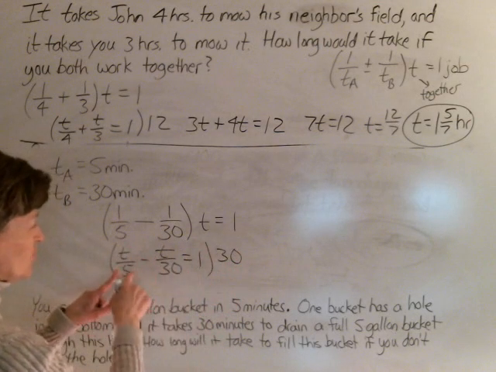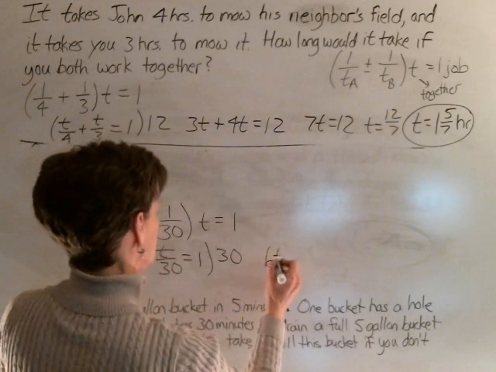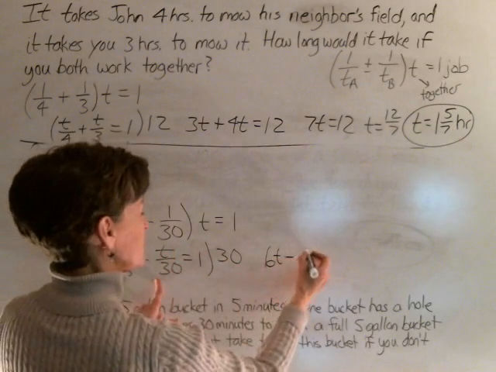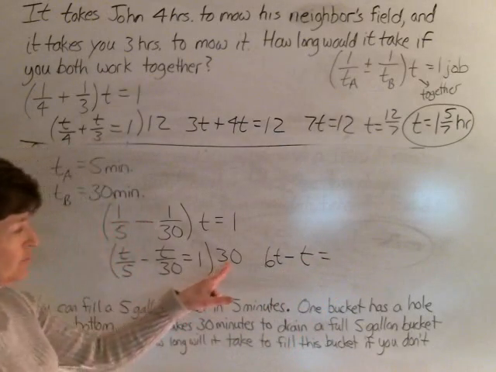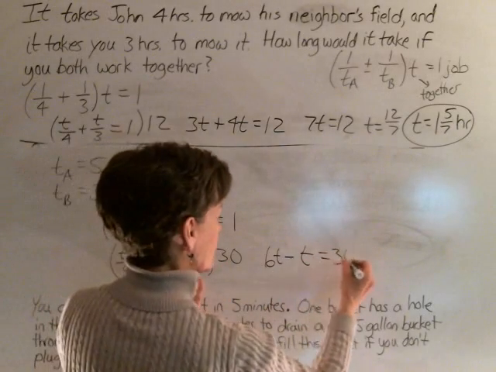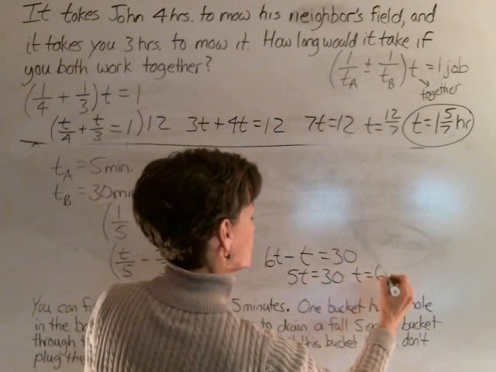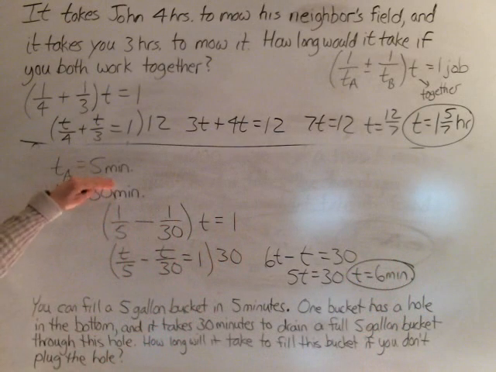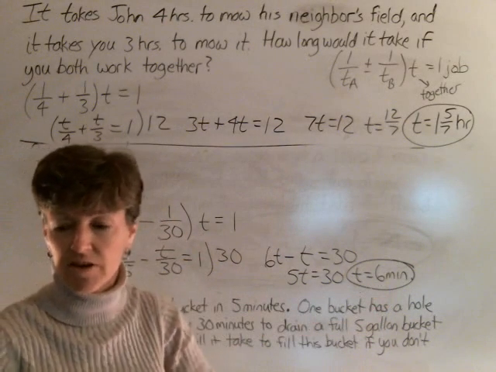So I have 30 times t over 5. The 5 cancels with the 30 and gives me 6. So I have 6t. And then when I multiply 30 times t over 30, the 30's cancel, and I just have t. So 6t minus t equals, and then when 30 multiplies by 1, I get 30. So I've got 5t equals 30, and t this time is going to equal 6 minutes. So it takes me 5 minutes if I don't have the hole, or if I plug the hole. But if I don't plug the hole, then it takes me 6 minutes to fill that 5-gallon bucket.